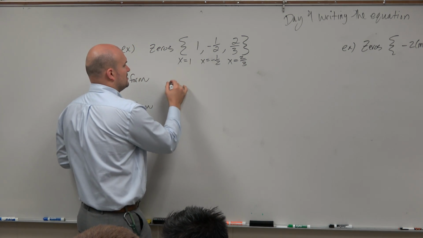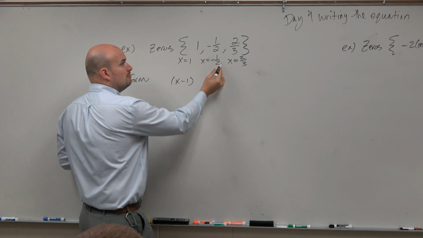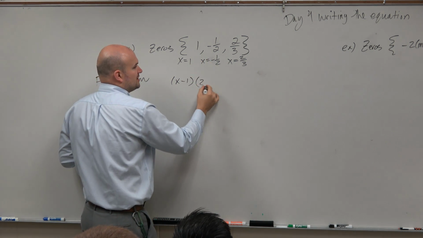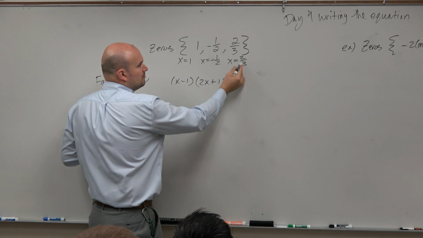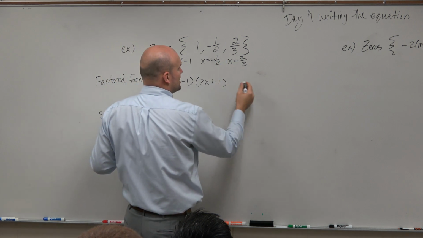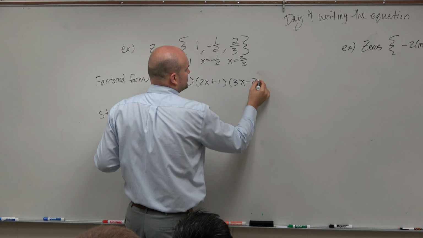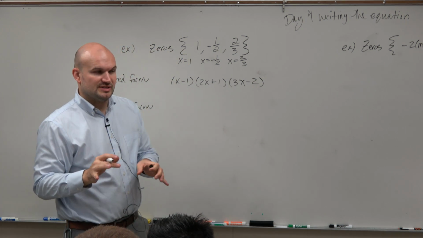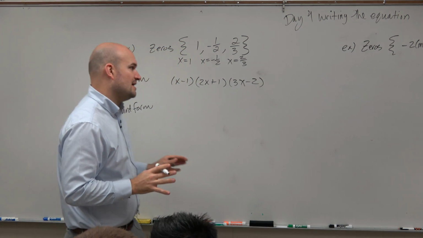So we would just subtract 1 on both sides. We'd have x minus 1. Multiply by 2, and then add 1. So you have 2x plus 1. Multiply by 3, and then subtract 2. So you'd have 3x minus 2. Again, I would avoid using fractions for that.